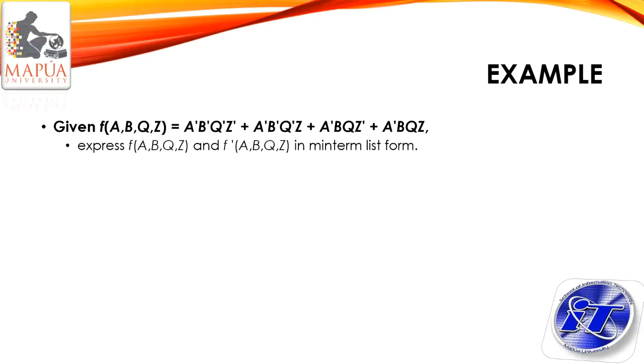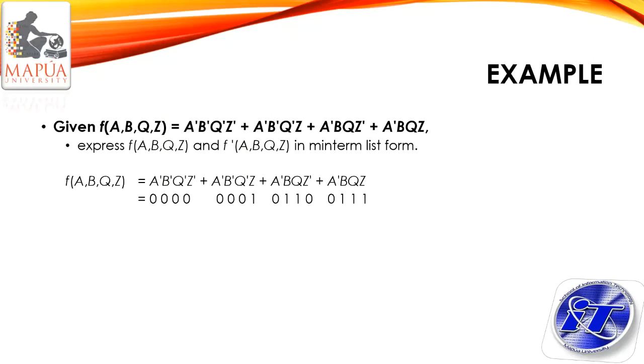So we're going to get the minterm list. The minterm list can be directly derived from SOP only. Don't forget that. So we have A'B'Q'Z'. Convert each to its equivalent binary value. Don't forget, complemented is 0, uncomplemented is 1. So this is the equivalent.